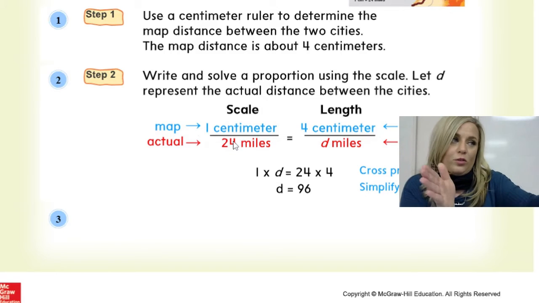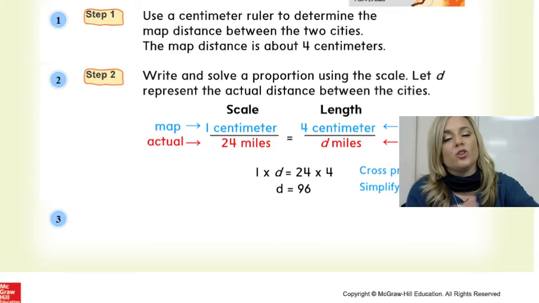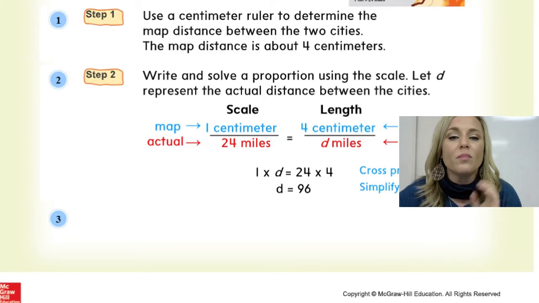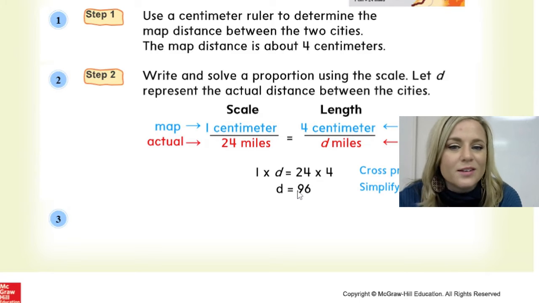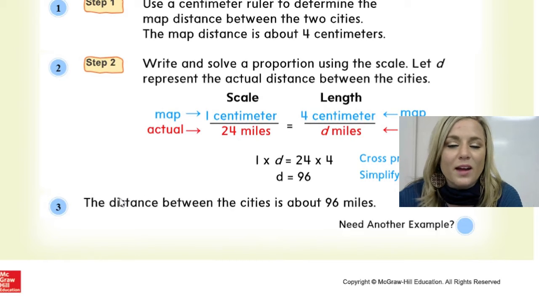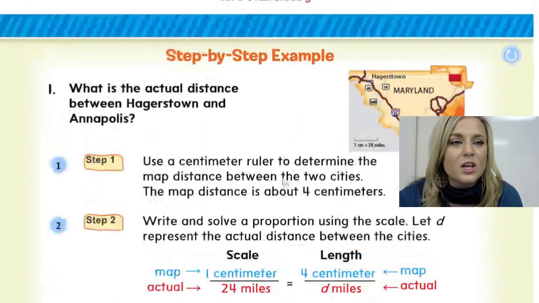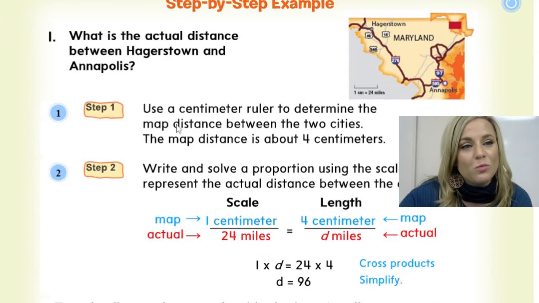But when the imaginary ruler got laid down, we measured 4 centimeters, okay? And we're going to try to figure out what is D in miles. So we're going to cross multiply 4 times 24, and then divide by 1, which is 96. Step 3, the distance between the cities is about 96 miles. I'm going to leave that right here. I'm going to add in 1 or 2 more examples, okay?